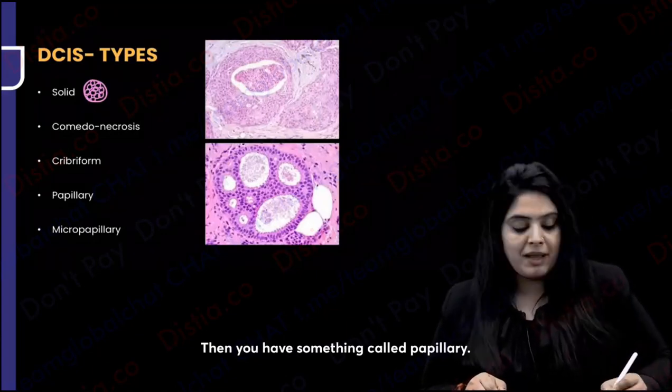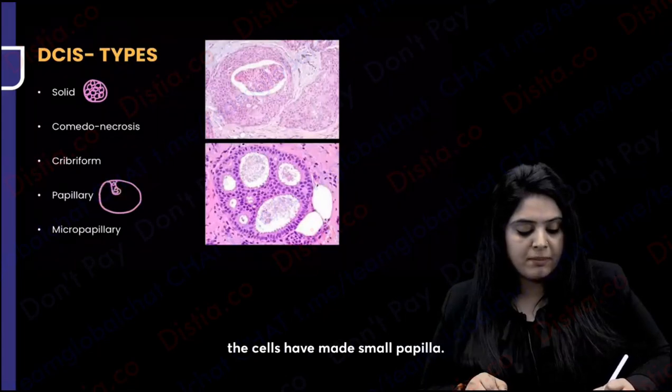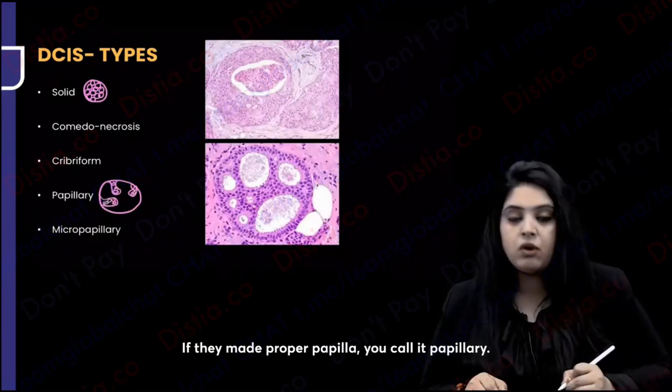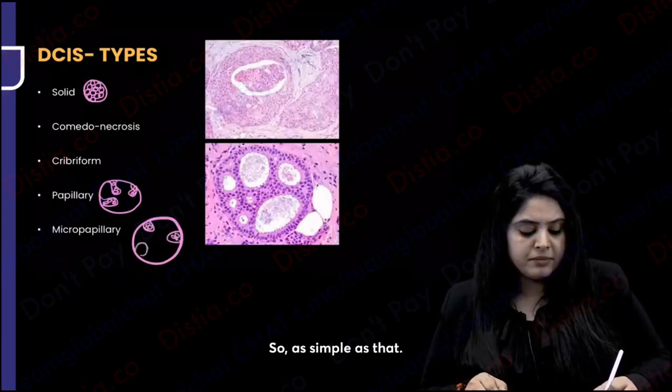Then you have something called papillary. Papillary means that the duct is showing you the cells have made chota papilla. The cells have made papilla. If they made proper papilla, you call it papillary. If they make really tiny papilla, you call it micropapillary. So as simple as that.